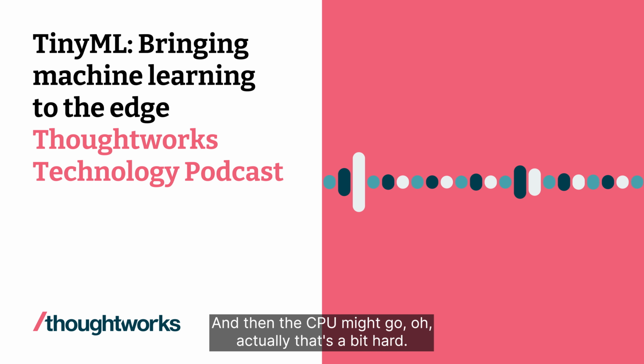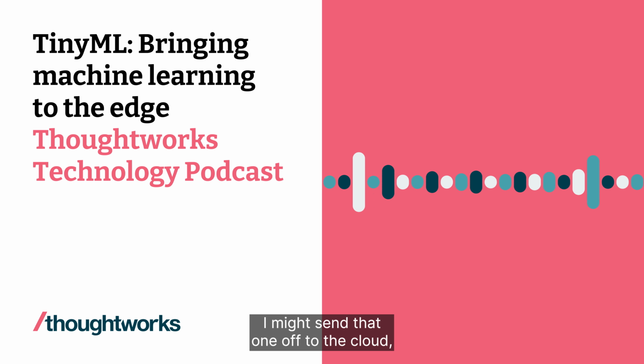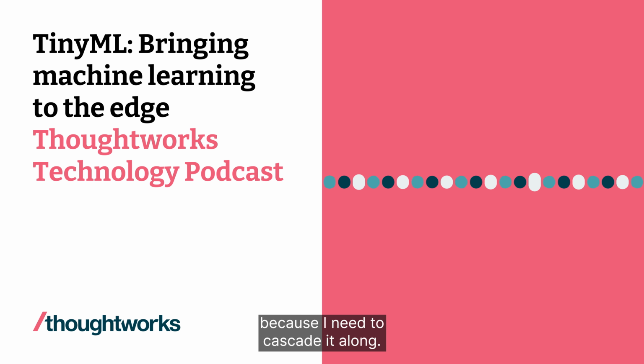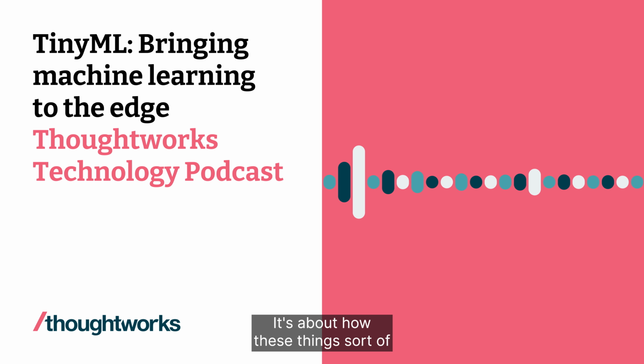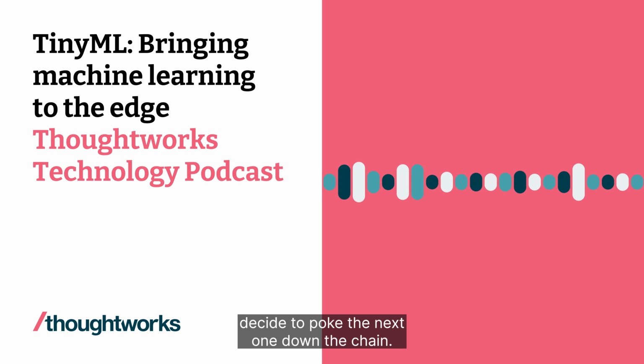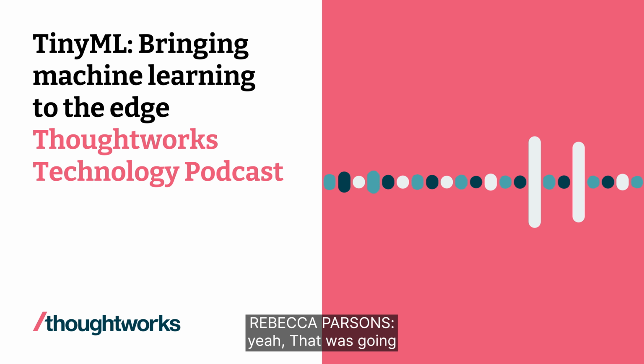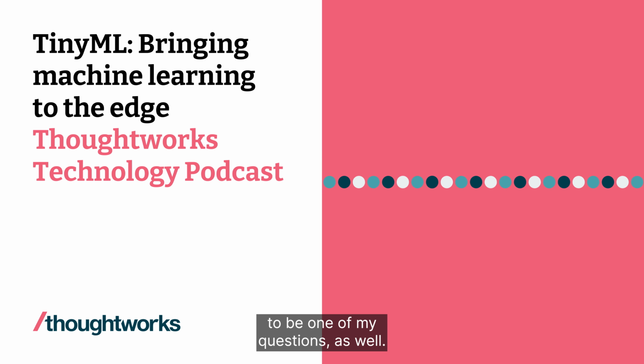And then the CPU might go, oh, actually, that's a bit hard. Or I might send that one off to the cloud because I sort of need to cascade it along. So often it's not just about one or the other. It's about how these things sort of decide to poke the next one down the chain. Yeah, that was going to be one of my questions as well.